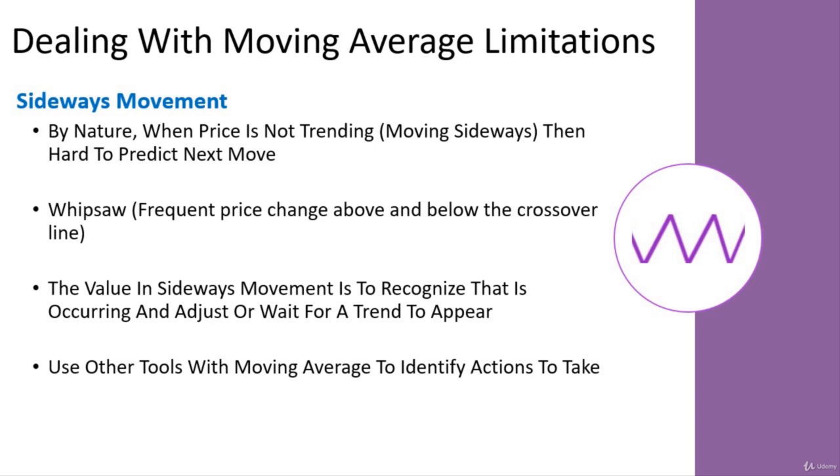They're frequent price changes above and below the crossover line, giving us different buy and sell signals constantly, so we might be forced to trade more often unless we filter that. The value in a sideways movement is to recognize that it's occurring and then adjust or wait for a trend to appear, or you can use other tools with the moving average to identify actions to take, like looking at support, resistance levels, different things of that nature. But understand that a moving average can be a little bit more limited in a more sideways market.